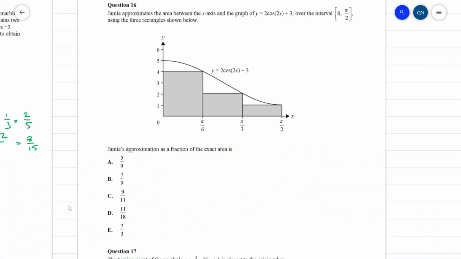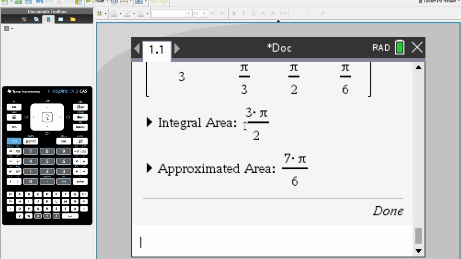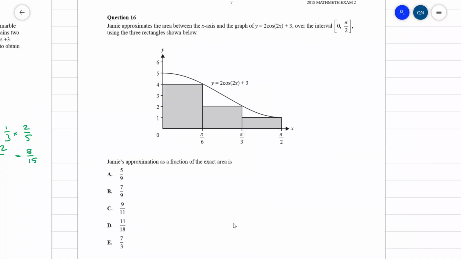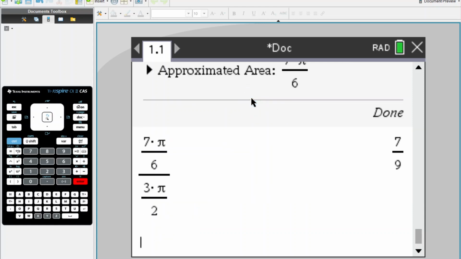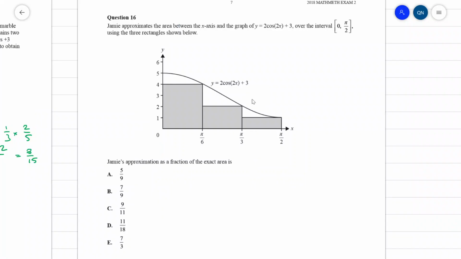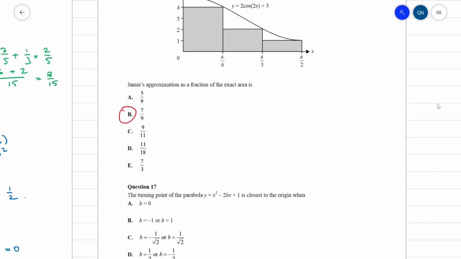Now we want the approximation as a fraction of the exact area. So this program gives you the exact area and the approximated area. We want this as a fraction. So I'll take the approximated area and divide that by the actual area, which gives us 7/9. Again, if you don't have the programs, you just have to do it a bit more manually by calculating the area of each rectangle and then also calculating the integral area as well.